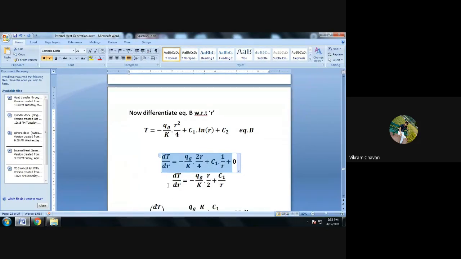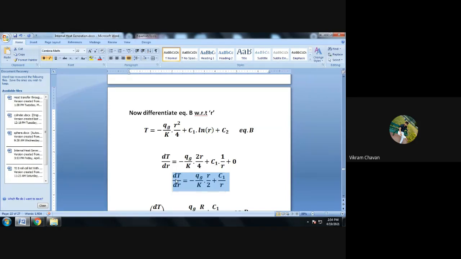Okay. So we have done some calculation. Just 2 divided by 4 will become 1 by 2. So dT divided by dr is equal to minus q suffix g divided by k multiplied by r by 2, plus C1 divided by r.